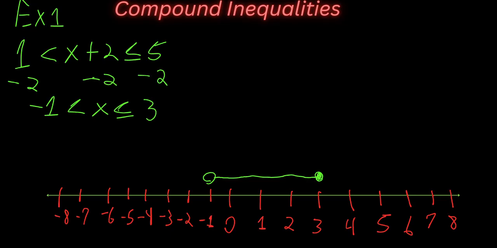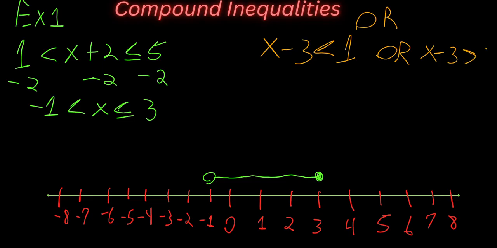So now let's dive into an OR. Let's get into more of an OR statement. Let's consider, let's do x minus 3 is less than 1, or x minus 3 is greater than 5. So remember, this means if x satisfies either value, it's true. So let's go ahead and solve this.